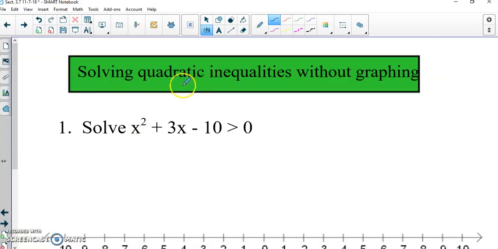All right, as you take a look, we want to solve the quadratic inequalities without graphing. So take a look at this. You have x squared plus 3x minus 10 is greater than 0. Well, just like with a lot of things, we want to find out when it equals 0. And in this case, to find out when it equals 0, we want to go ahead and factor it. So that's going to factor into x plus 5 times x minus 2. Oops, we just want greater than 0.